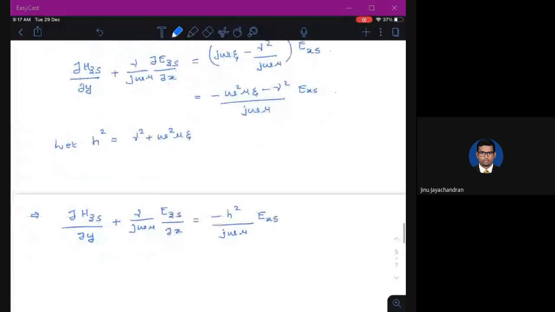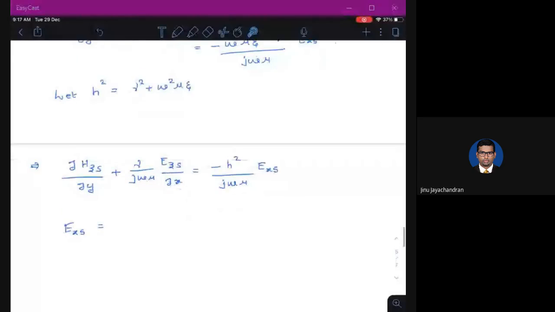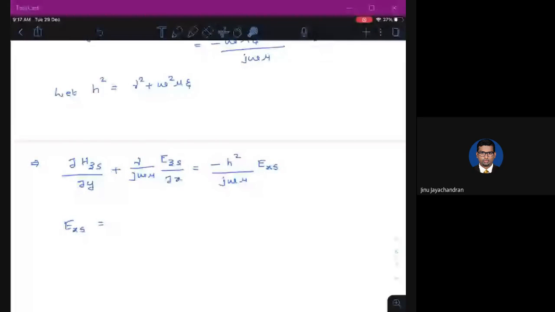Or in other words, I can write Exs is equal to, just take this to here, and taking the minus sign also to the left-hand side, Exs is equal to −(jωμ/h²) ∂Hzs/∂y minus (γ/jωμ) multiplied by jωμ, or I can write this as (γ/h²) ∂Ezs/∂x.